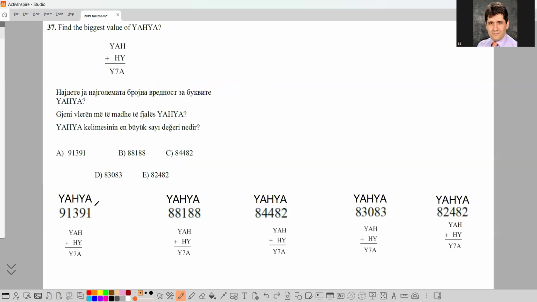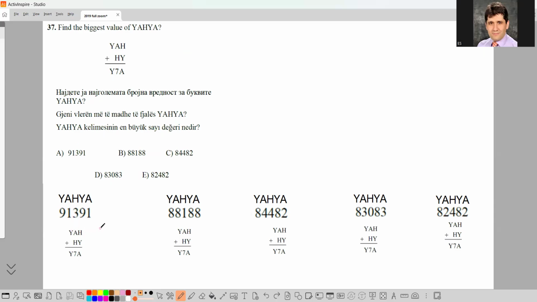The second question is, we have to find which numbers make this result. So find the biggest value of Yahya if, for example, each digit, let's say y here is 9, the other y must be 9 as well. There are some options given. We can test each option. So let's see if this number 91391 corresponds to Yahya. Well, that means y corresponds to 9.